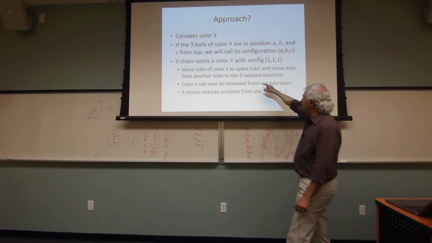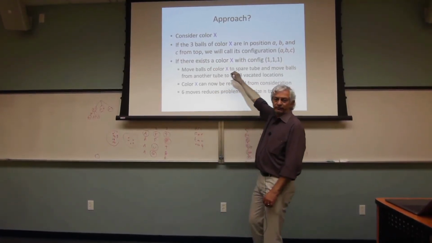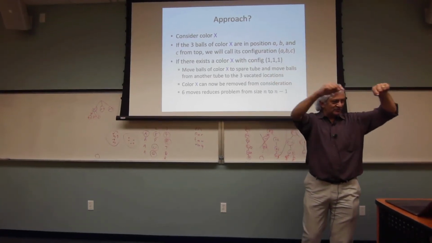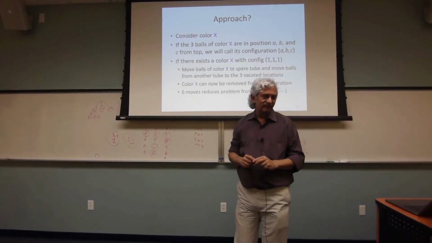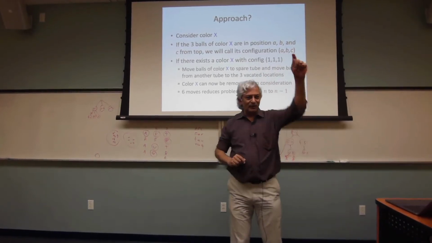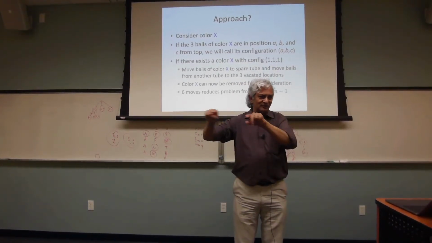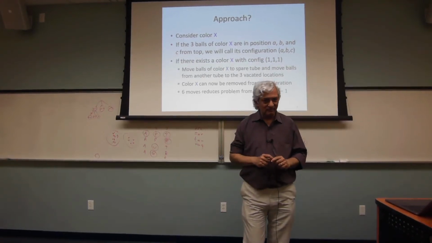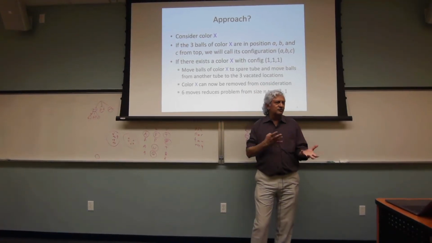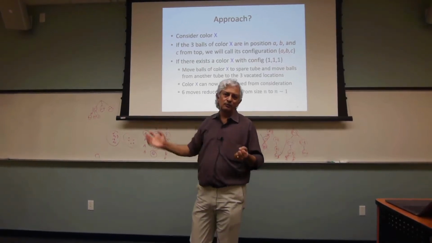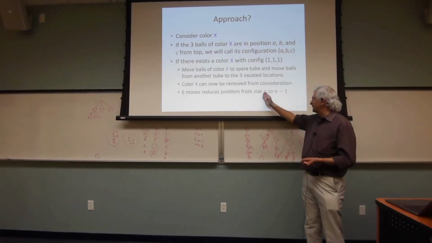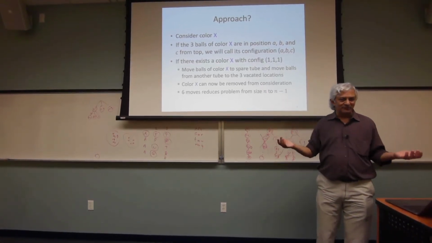So I'm going to write down for each color a configuration. If it says 1, 1, 1, it means that color X is on the top of 3 of the tubes. Okay. If it says 1, 2, 2, then it means one of them is on top and 2 others are on the second position in some tube. Okay. So I can then use this to figure out how to separate out one color. Okay. And my goal is simply to go from n to n-1, because then I can simply repeat it.